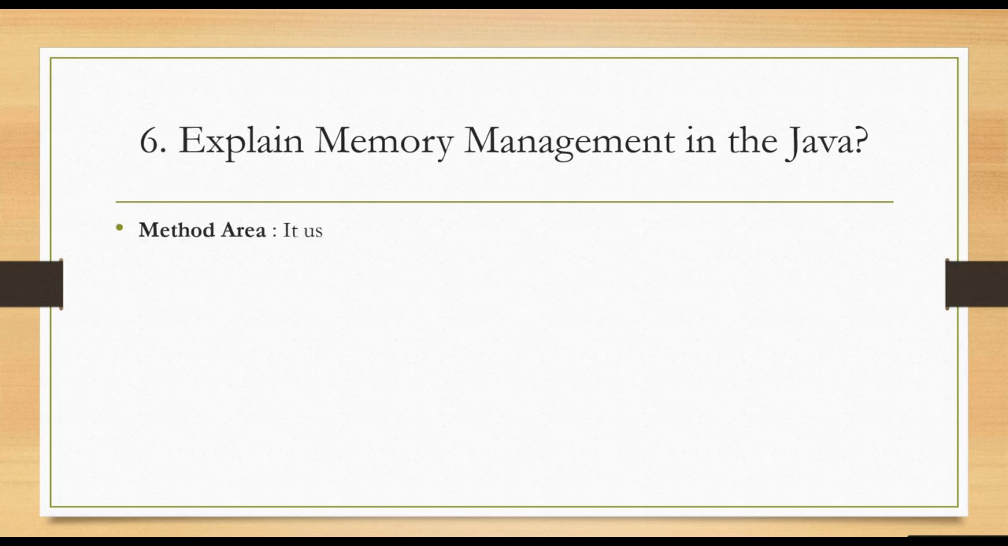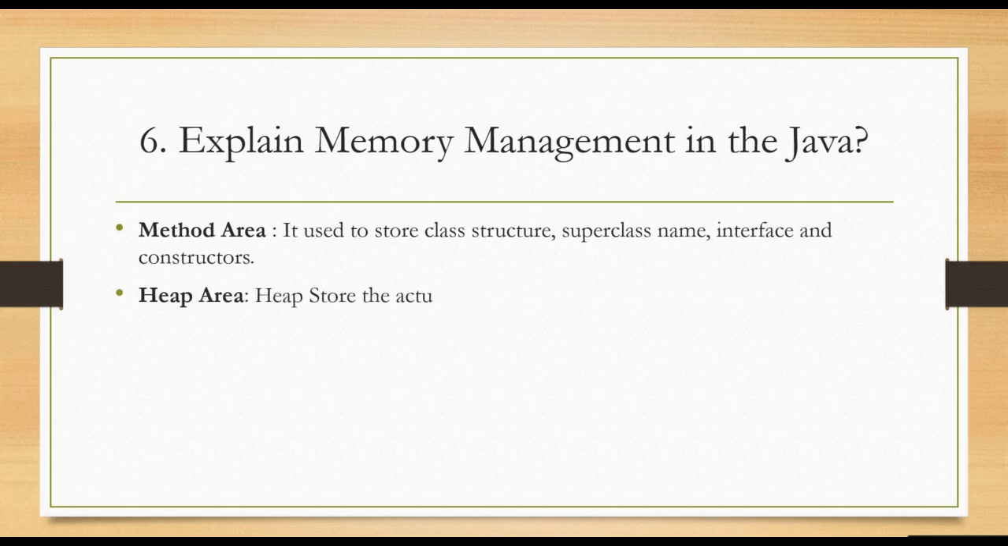The first area is the method area. The method area is used to store the class structure, superclass name, interfaces and the constructors. So the constructors and the superclass name that we create are stored inside the method area block. The next block is the heap area. The heap area stores the actual object, instance variables and class level data.